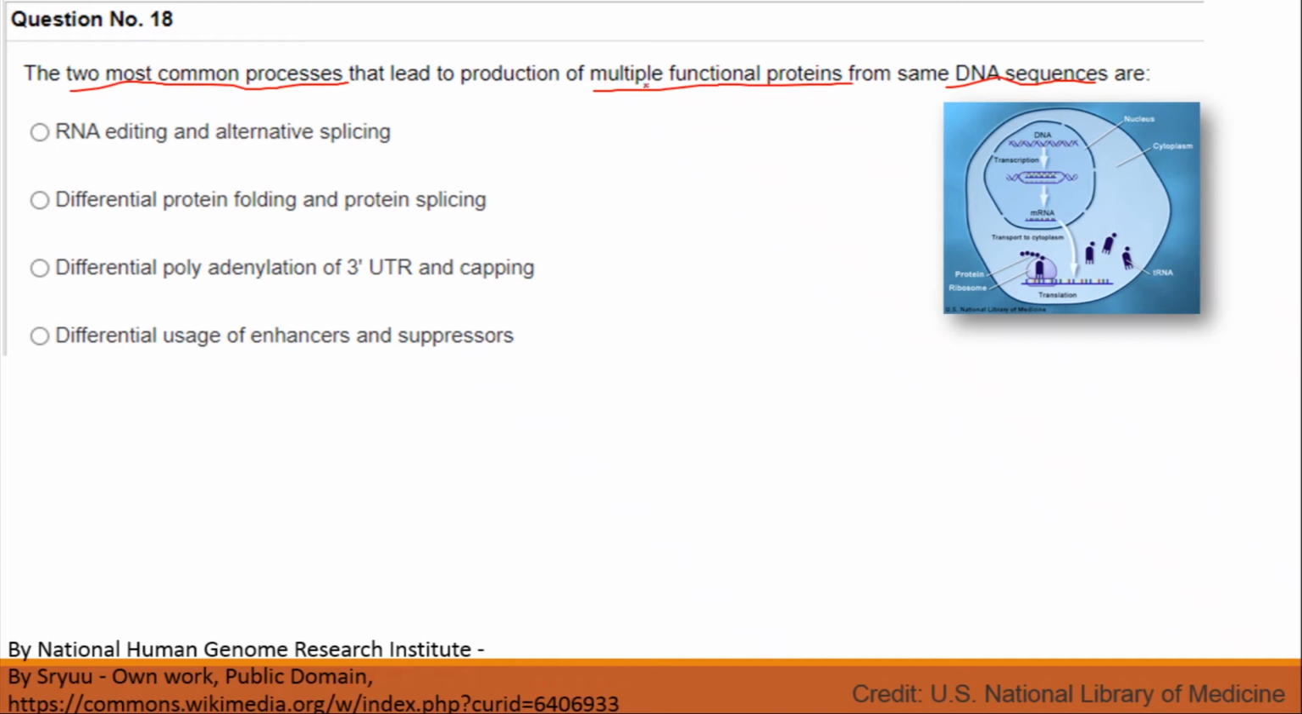Now, what they have asked us in the question is to find out the 2 most common processes that lead to the production of multiple functional proteins from the same DNA sequence. It means you provide the same DNA sequence, and you need to form multiple proteins from that same DNA sequence. Are you wondering, is this possible?